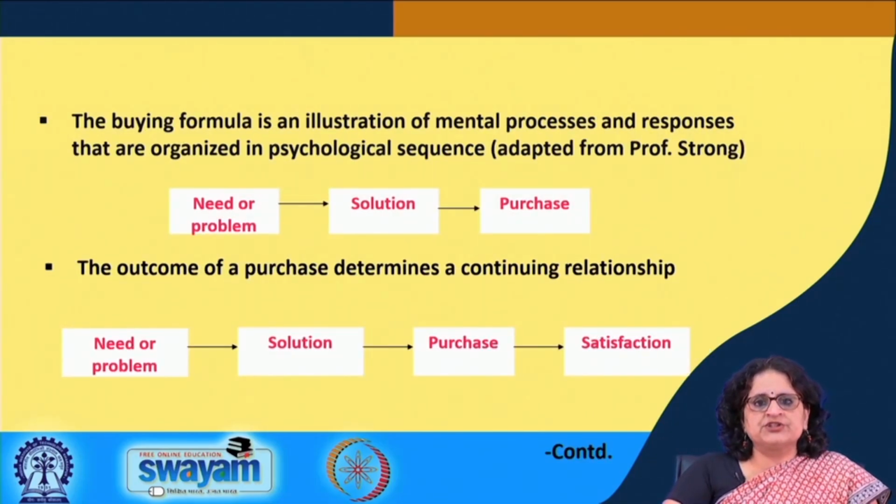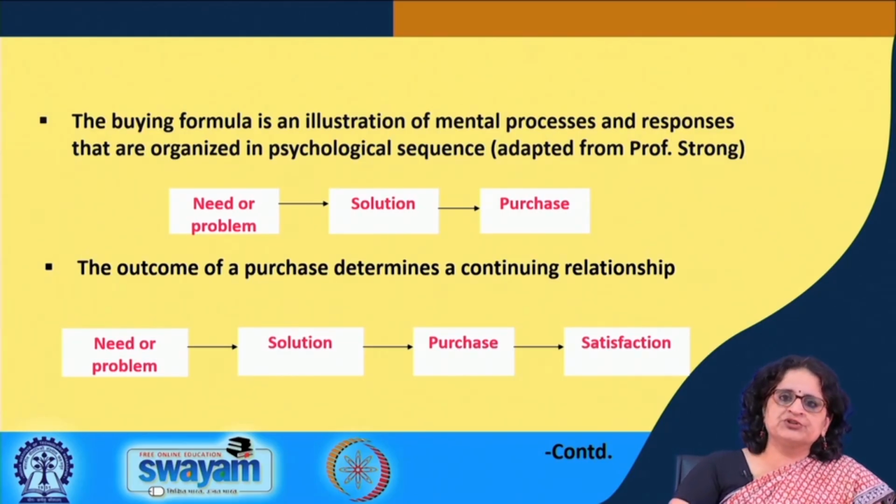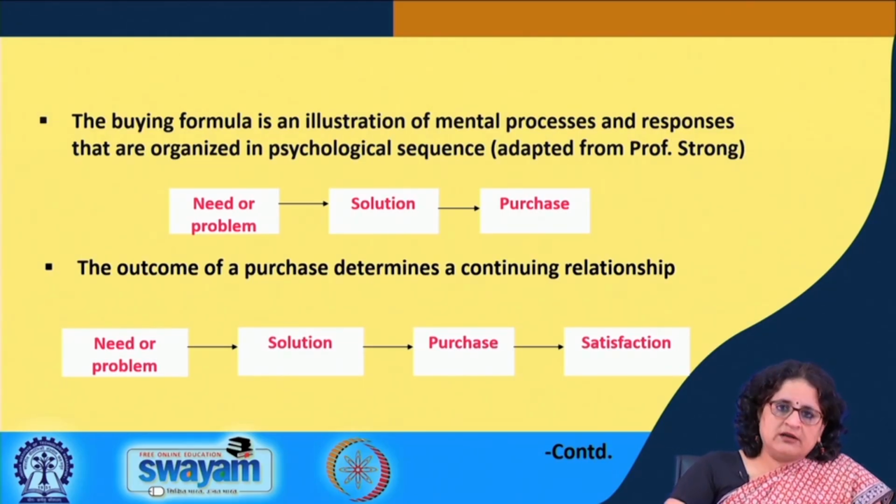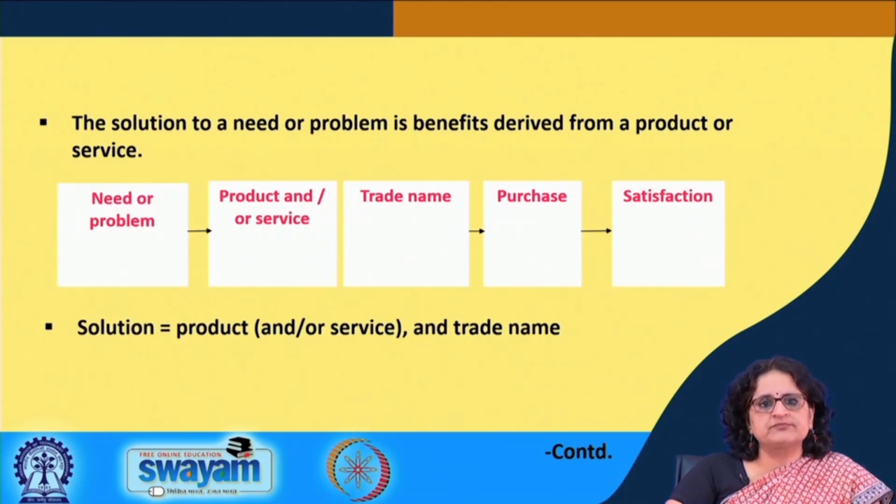Now, this is an illustration of the mental processes and responses as adapted from Professor Strong. The consumer has a need or a problem. The solution to the need or problem would be through a purchase. Now, the outcome of a purchase determines a continuing relationship between the buyer and the seller. So, it is very important that the purchase also leads to satisfaction.